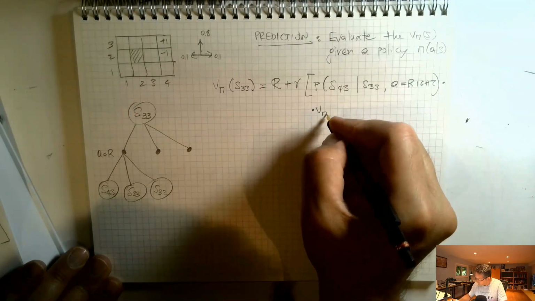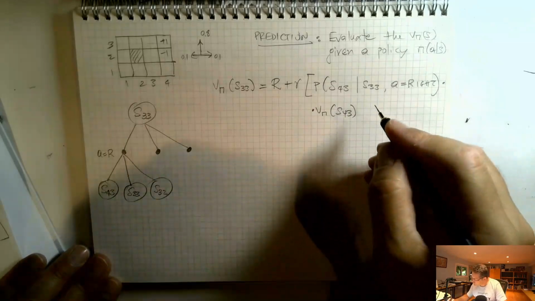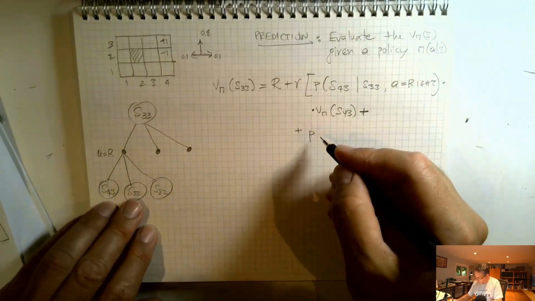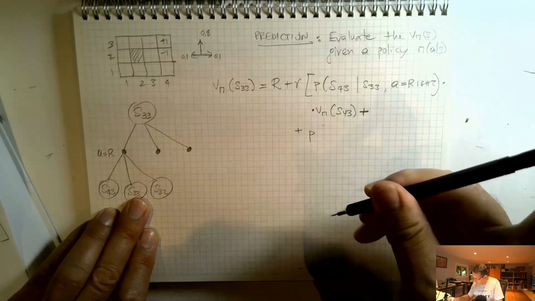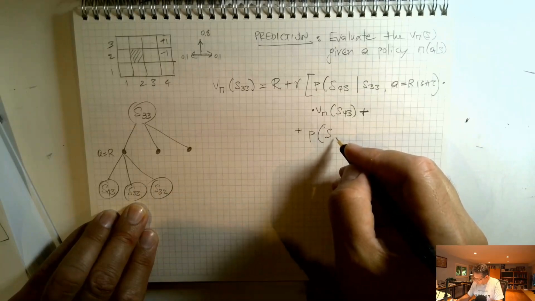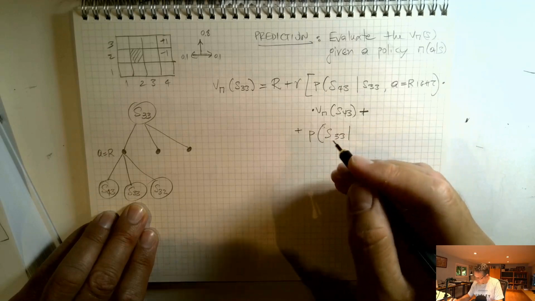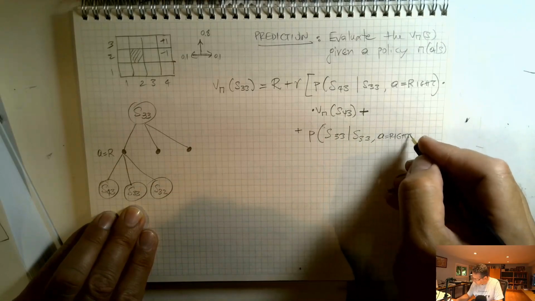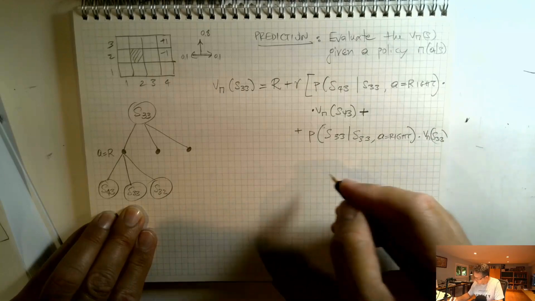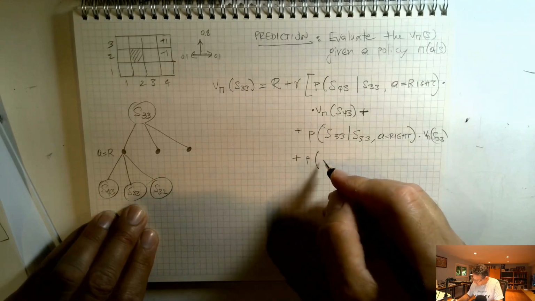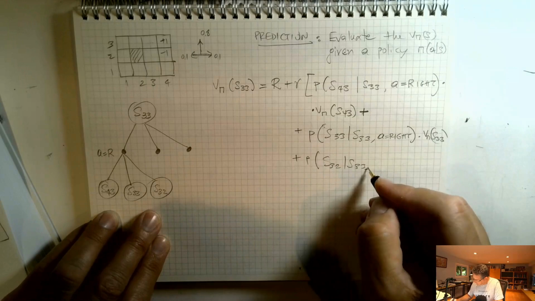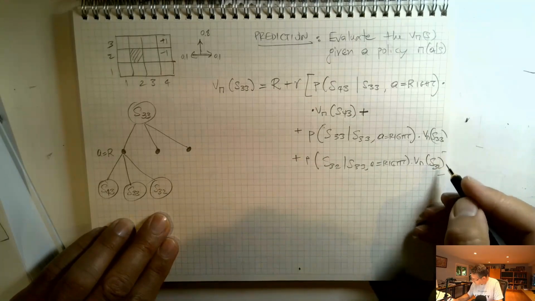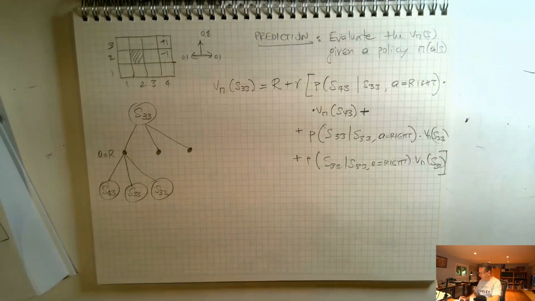times V_pi(S43), plus I have another term here, P(S33 | S33, A = right) times V_pi(S33), plus P(S32 | S33, A = right) times V_pi(S32), the same thing. That will be the calculation that would have happened.